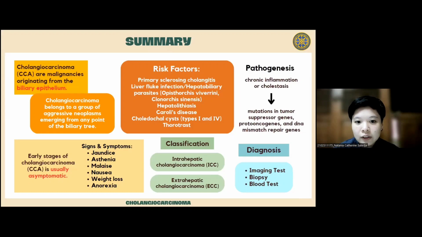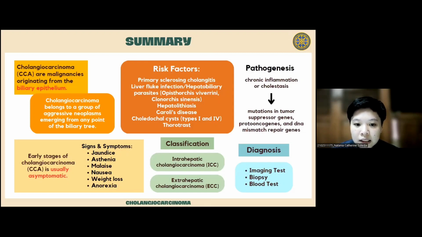Here I'm going to explain the summary of cholangiocarcinoma. So cholangiocarcinomas are malignancies originating from the biliary epithelium, and cholangiocarcinoma belongs to a group of aggressive neoplasms emerging from any point of the biliary tree. There are some risk factors: primary sclerosing cholangitis, liver fluke infection or hepatobiliary parasites, hepatolithiasis, Caroli disease, choledochal cysts, and Thorotrast.